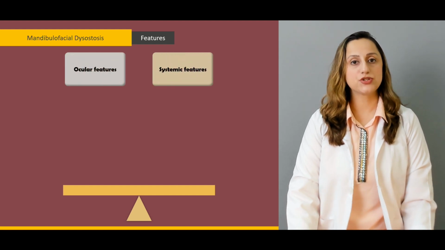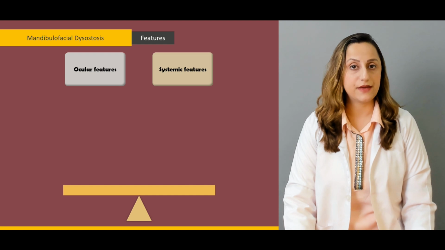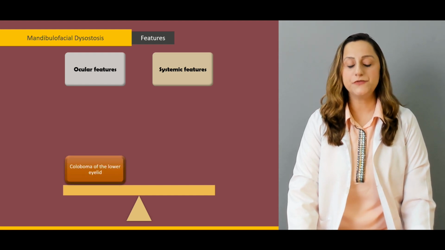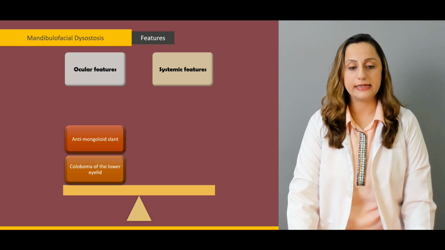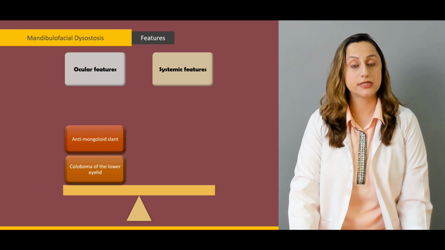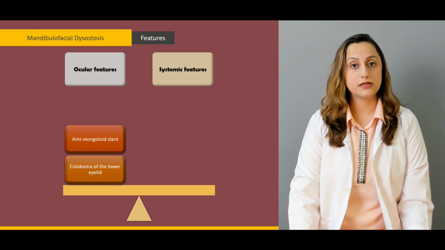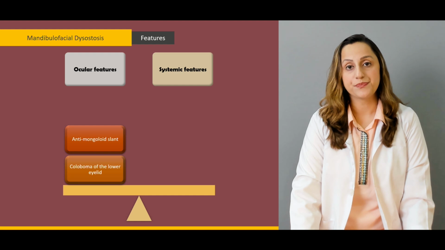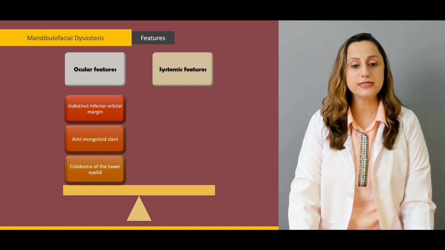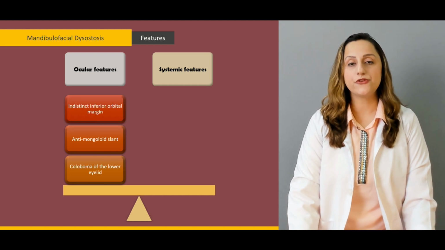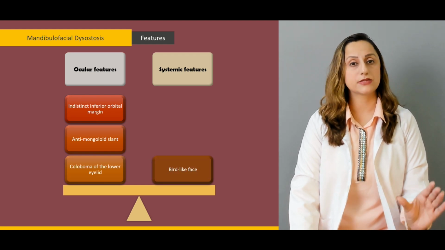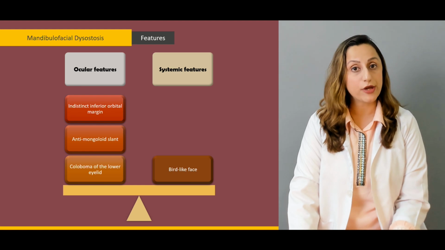When we weigh these features, we have the ocular features, and on the other hand, we have the systemic features in these children. They suffer from a coloboma of the lower eyelid and anti-mongoloid slant. So that is how you differentiate it from a child who's suffering from Down syndrome, who has those mongoloid features. An indistinct inferior orbital margin is noted down, a bird-like face that is slightly elongated or an ovoid face.